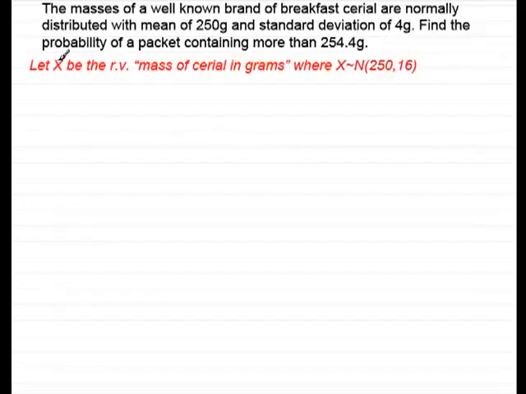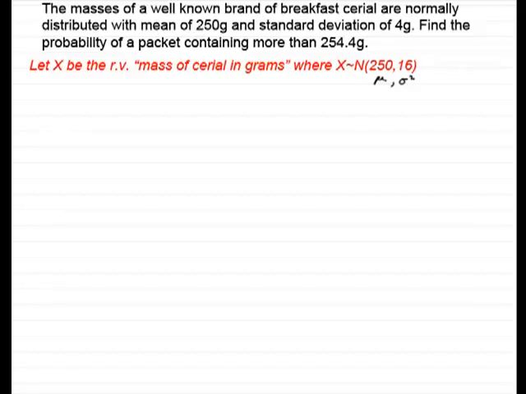and so I'm going to say that that random variable X represents the mass of cereal in grams, where X is distributed normally with a mean mu of 250, and the second parameter is the standard deviation squared. The standard deviation is often called sigma, and we are squaring that, and that becomes what we call the variance. So if we square the standard deviation of 4, we get 16.